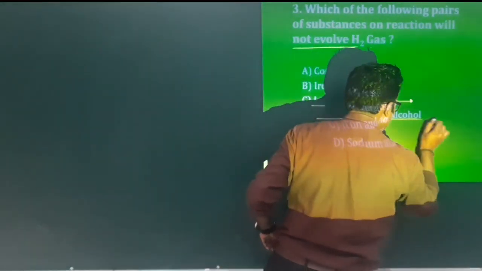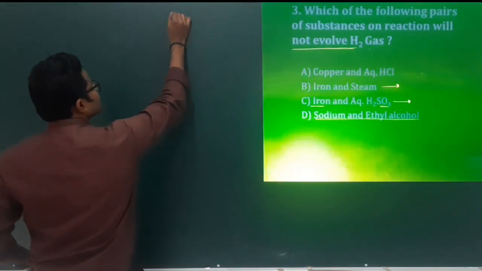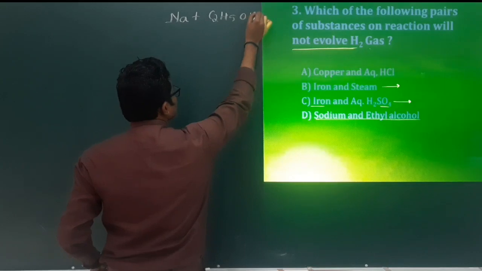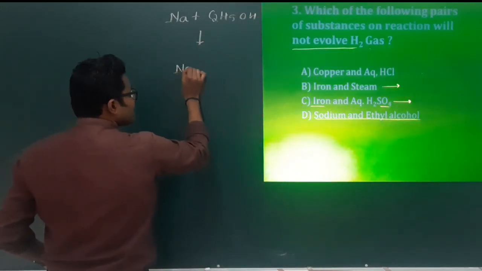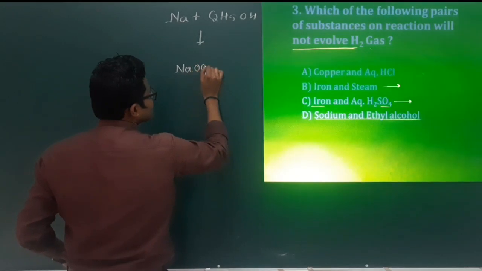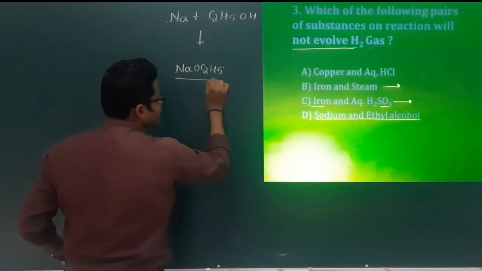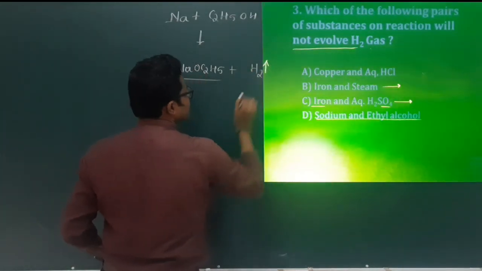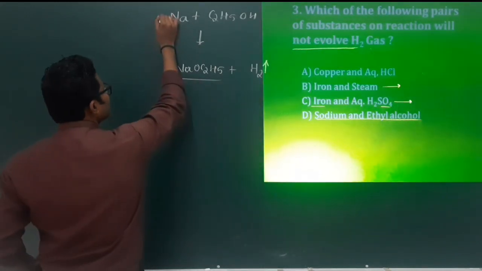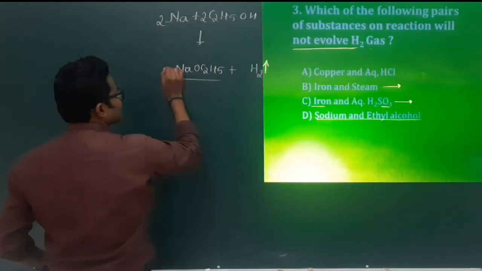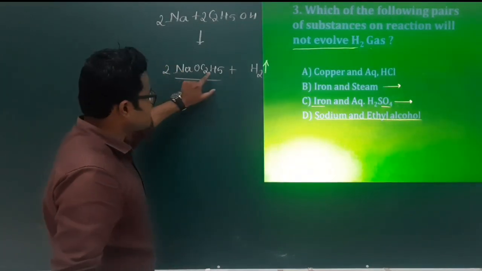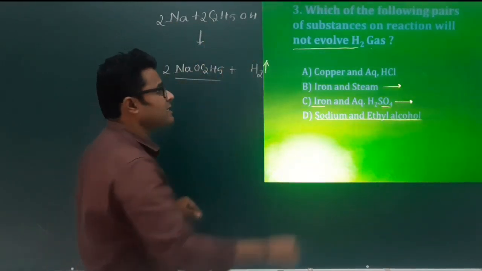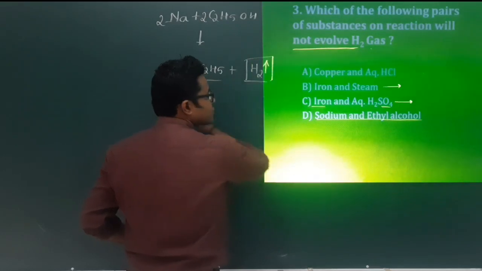Whereas sodium and ethyl alcohol, if I take a reaction between these two, C2H5OH, this reaction gives me a major product NaOC2H5, sodium ethoxide. Along with this, there is an evolution of hydrogen. Of course, it is not balanced. In order to balance this, let's take 2 here and 2 here. Therefore 2 NaOC2H5, and we have 2 hydrogens, which are eliminated in the form of a hydrogen molecule.